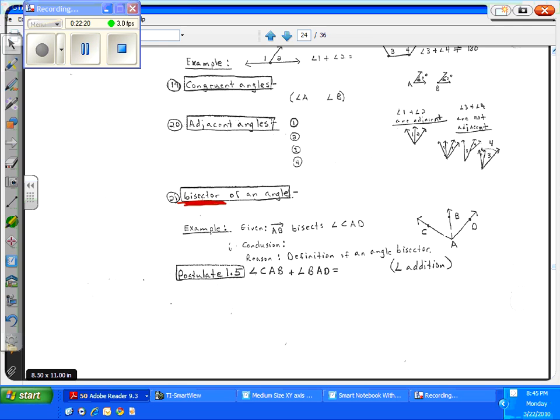The bisector of an angle. Now, we talked about the midpoint of a segment, and we know that it was the point in the middle. But if you define the midpoint of a segment as being the point in the middle, all you really did is rewrite the term itself. In other words, if I call this AB, and I say, what is the midpoint? You say, well, it's the point in the middle. Well, midpoint, point in the middle. All you did is restate the term.